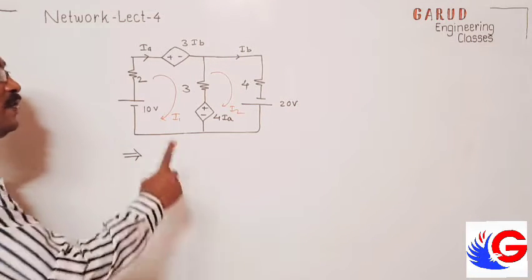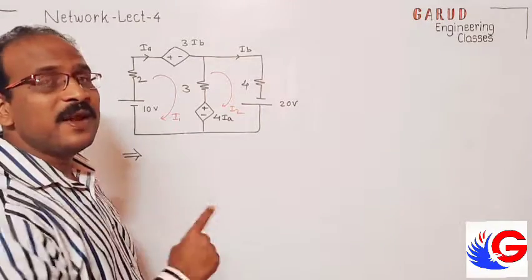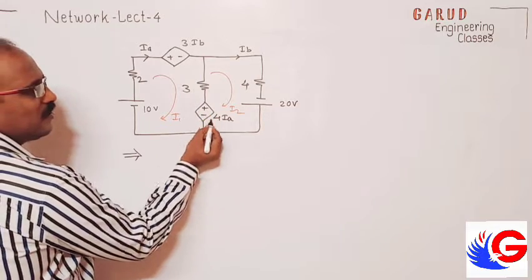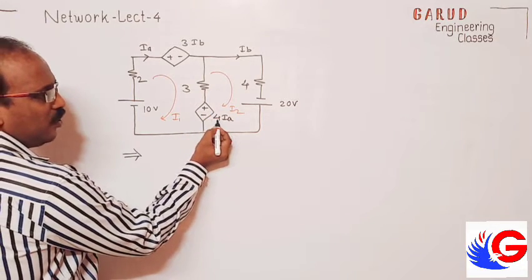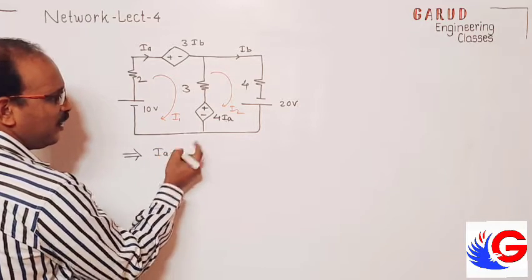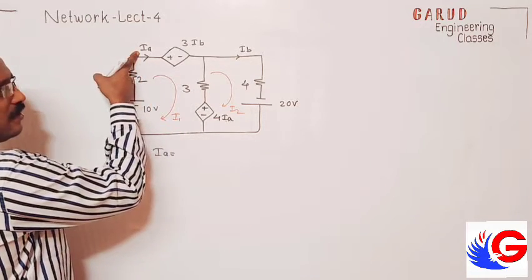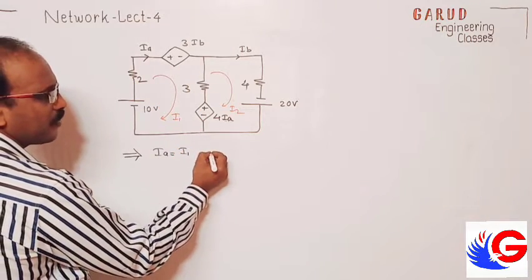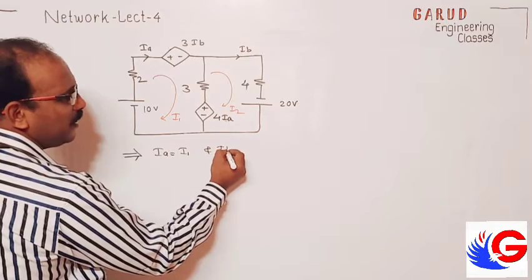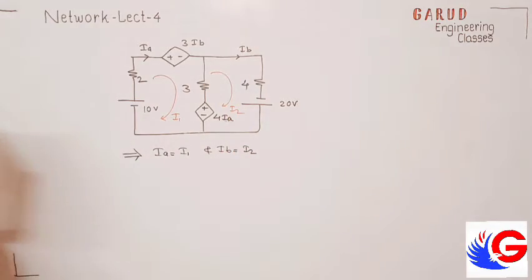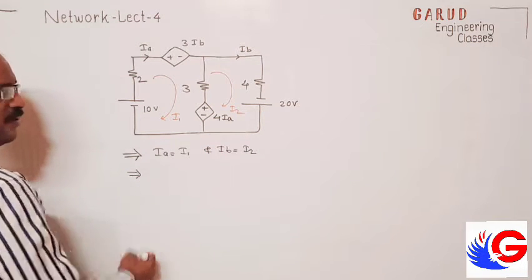So, rule number 2. If it is dependent, express the dependent source in terms of I1 and I2. What is this? This is voltage. Correct? 4IA. This is IA. What is IA? Where is IA? IA is here. But according to my assumption, this is I1. Okay? And what is IB? According to my assumption, it is I2. Finish. Okay? Now write ordinary equation.